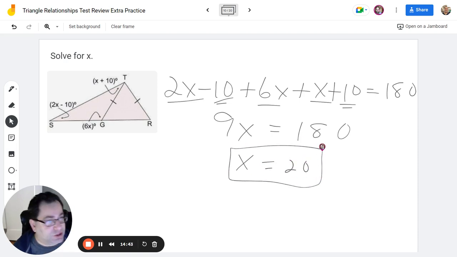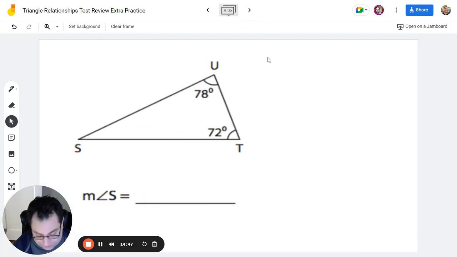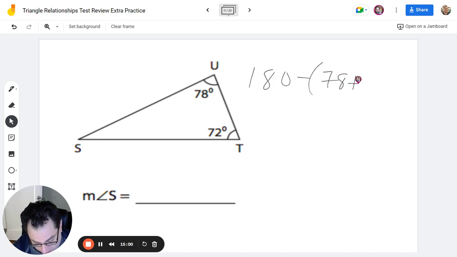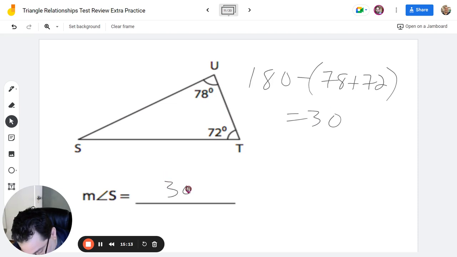All right, question number 11. Question number 11 is a very simple triangle sum theorem once again. We're going to start with 180 degrees, and we're going to subtract the two remaining angles, 78 and 72. 7 and 7 is 140, 8 and 2 is 150, and we are left with 30 degrees at the end of the day. So this angle S is 30 degrees.